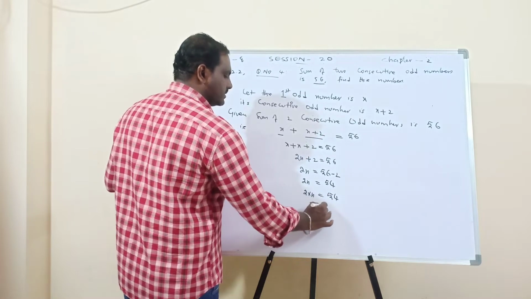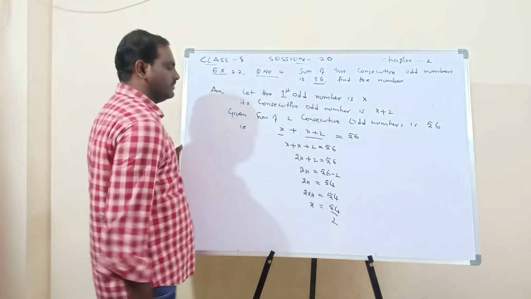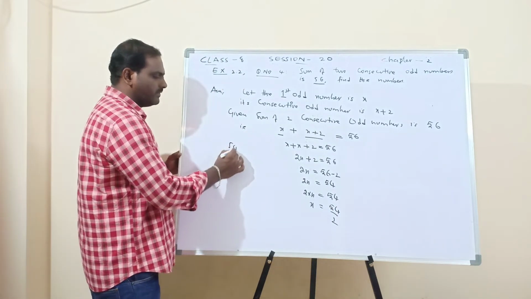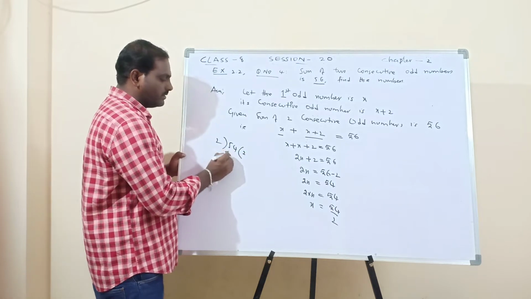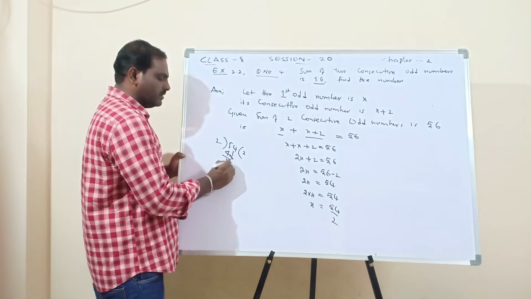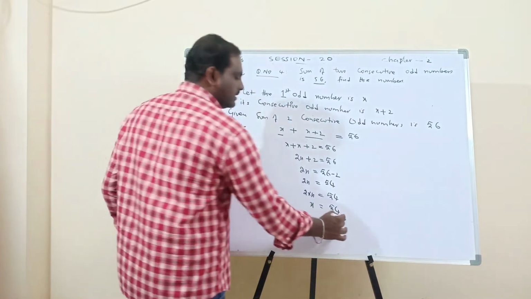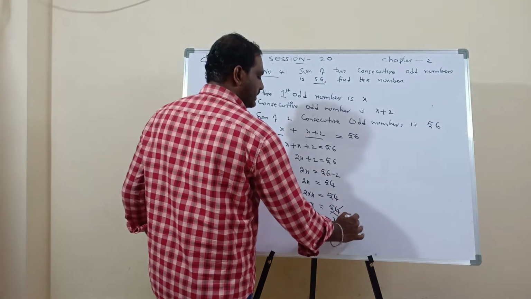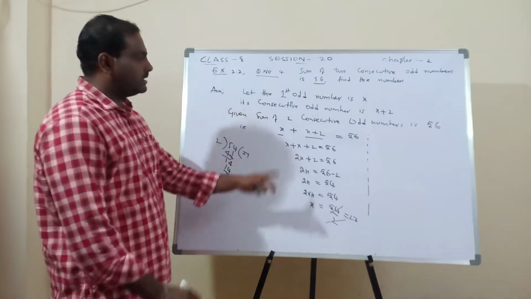2x means 2 into x is equal to 54. And x is equal to 54 by 2. So how much will I get? 54 divided by 2. 2 2s are 4. Remainder is 1. 2 7s are 14. So how many times? It is 27. Okay. Now we got the first one.